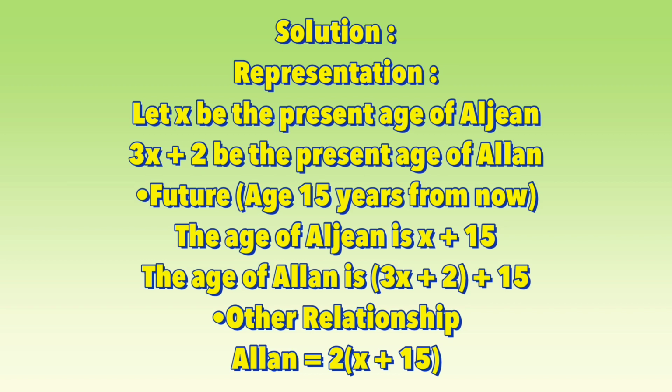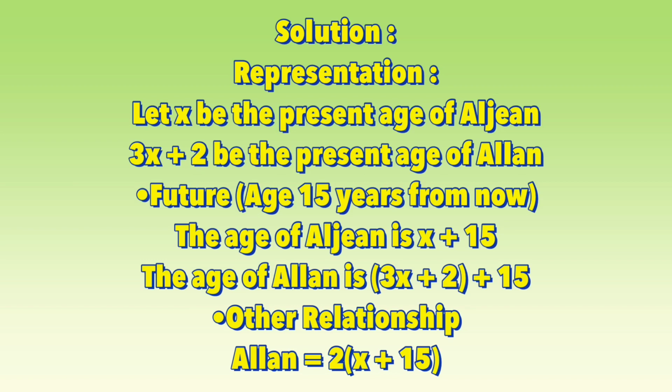And there are a lot of confusing words that we're going to translate, like 2 more than 3 times. Now, who is the x in this problem? We're going to determine that by using representation. Okay, our solution: let x be the present age of Algin, and 3x plus 2 be the present age of Alan.